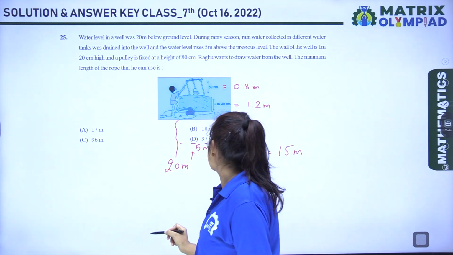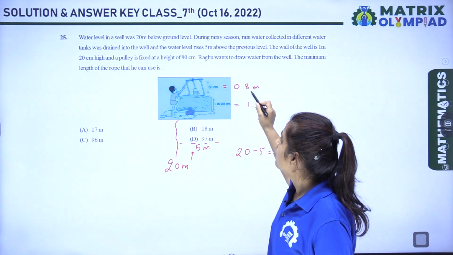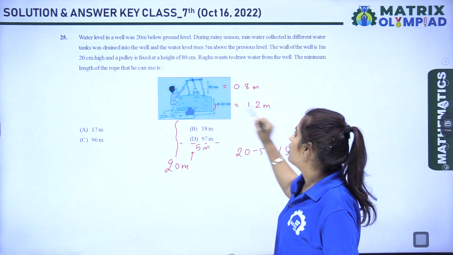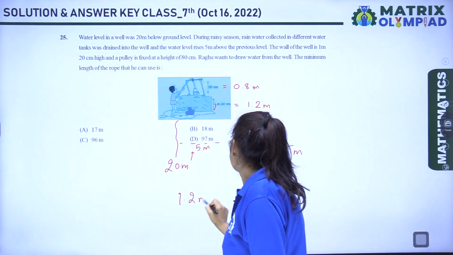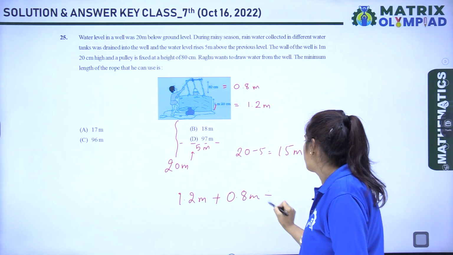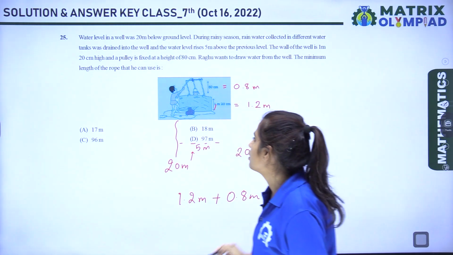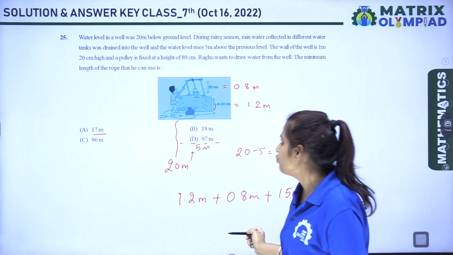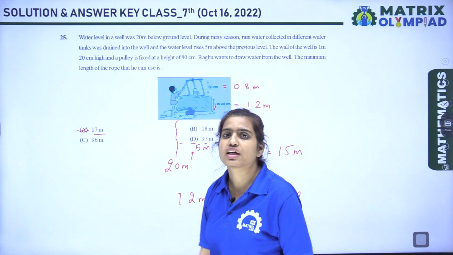So we can say that the water level is 15 meter. The pulley is fixed at 0.8 meter and the wall of the well is 1.2 meter. After adding these 3, we have to add 1.2 meter plus 0.8 meter plus 15 meter. After adding this, we get the answer, that is 17 meter, as we have to find out the length of the rope. So according to this, we can say that option A is the correct answer.